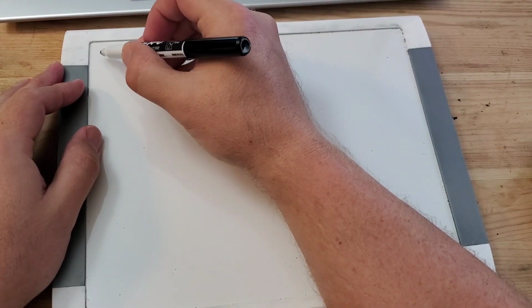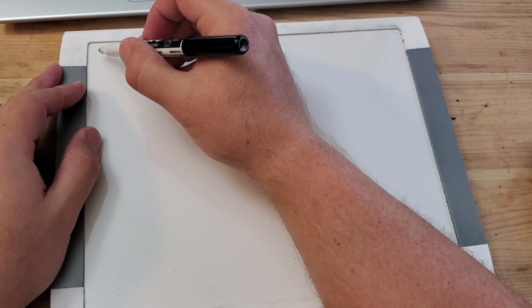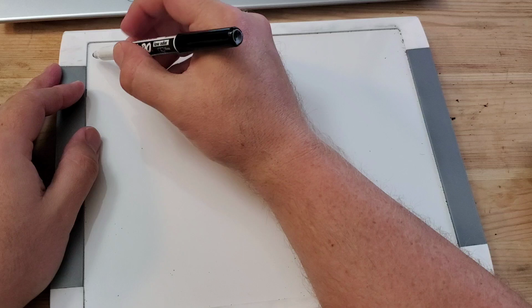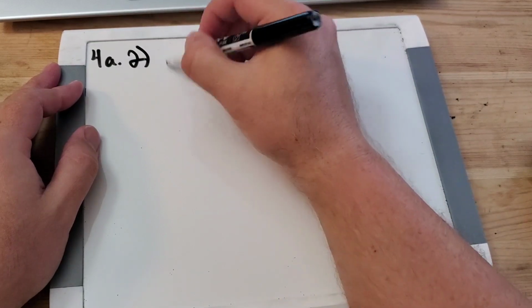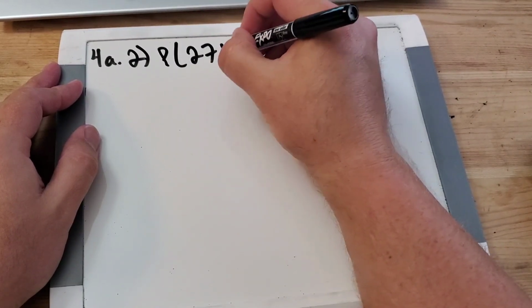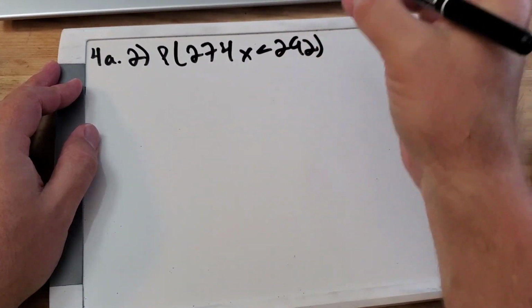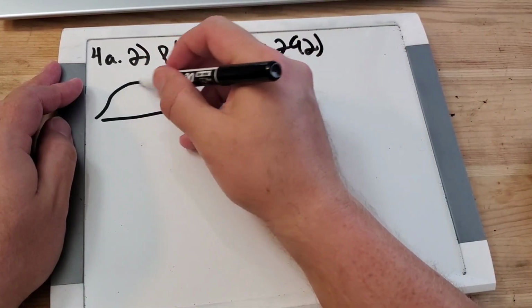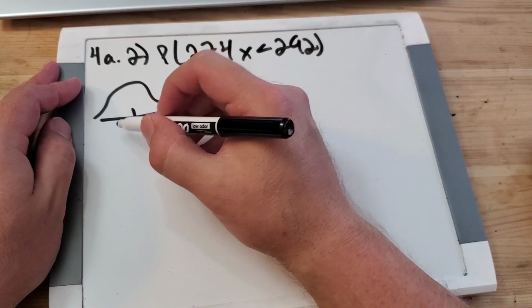So this is going to be the continuation of that chapter 4 to 7 review sheet that I sent out. We got through 4A1 earlier, so I'm going to go 4A part 2. It says, what's the probability that x is between 274 and 292? If I look at this, I know it's normal from earlier. I know the mean is 281.2.